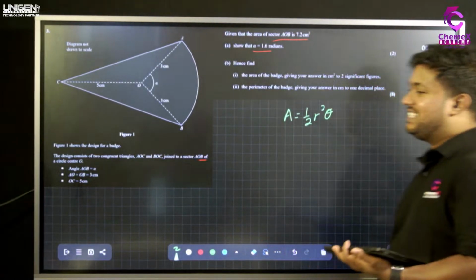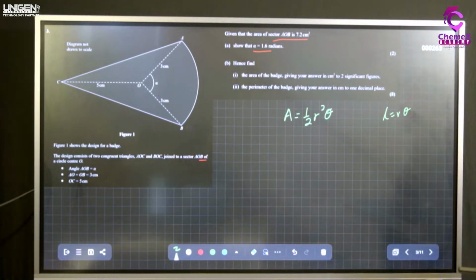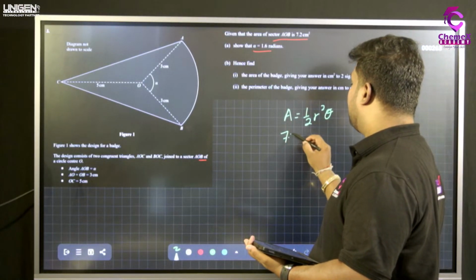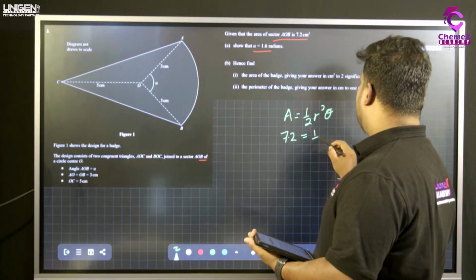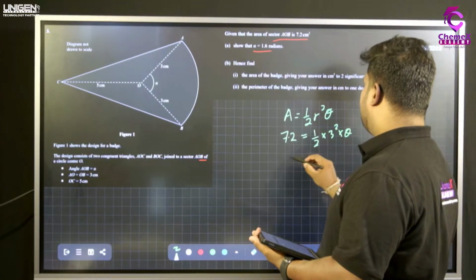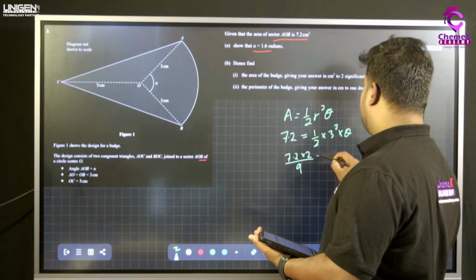Half r squared theta. And the equation for the arc length in radians is L equals r theta. So here they have given AOB's sector area. So you can equate it to half, r is also known, 3 squared into theta. So 7.2 into 2 divided by 9 equals theta.